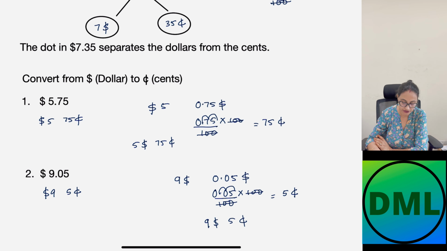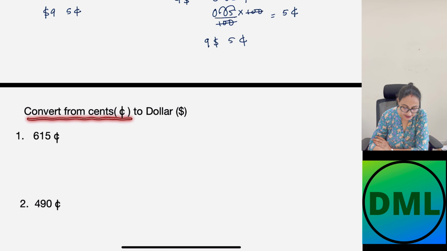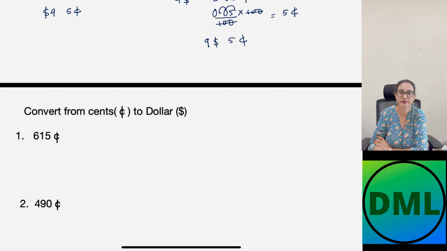Let's see the next question here. Convert from cents to dollar. That means I am going from smaller unit to bigger unit. What is my conversion? If you go from smaller unit to bigger unit, you have to divide it by 100. Let's follow this in our questions here. We have 615 cents. I need to convert it into dollar. This is smaller unit. I am going to the bigger unit.